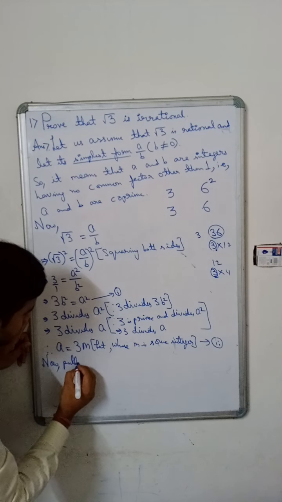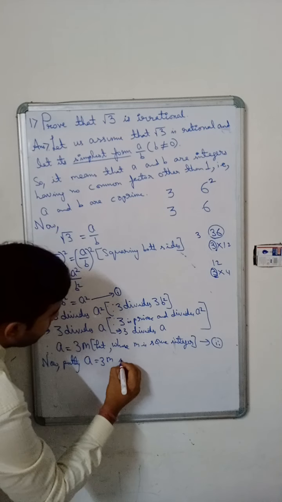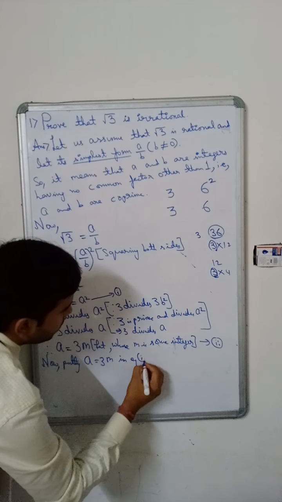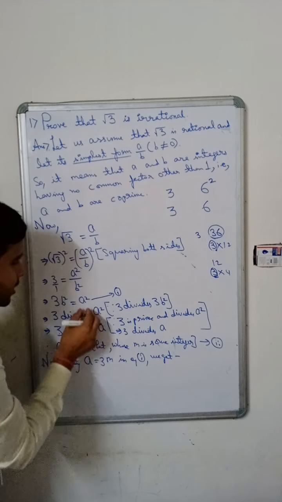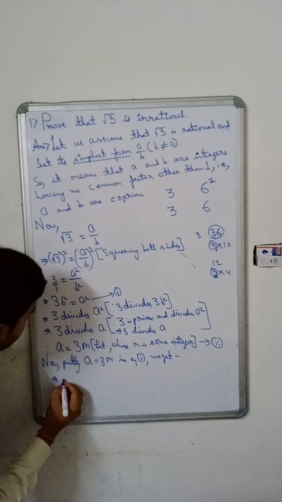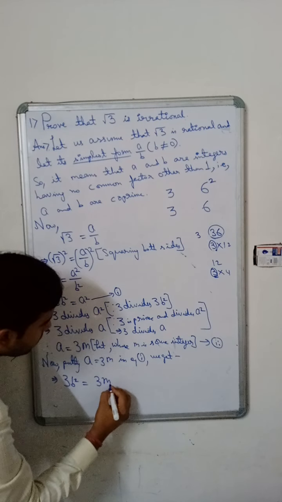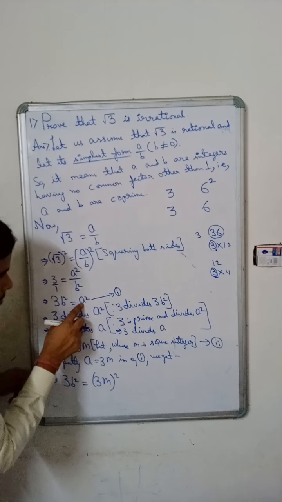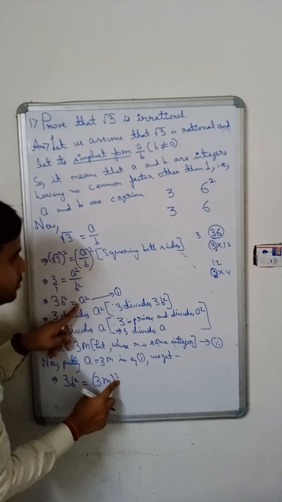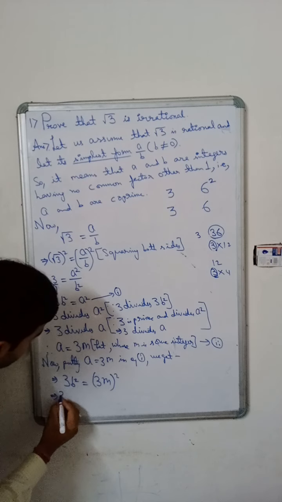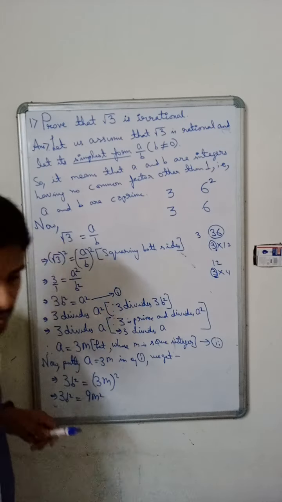Now putting a equals 3m in equation number 1. After substituting the value of a equals 3m in equation number 1, we find that we have 3b square equals 3m whole square. Please note down, because the value of a is 3m, it will be 3m whole square. So we have 3b square equals 9m square.